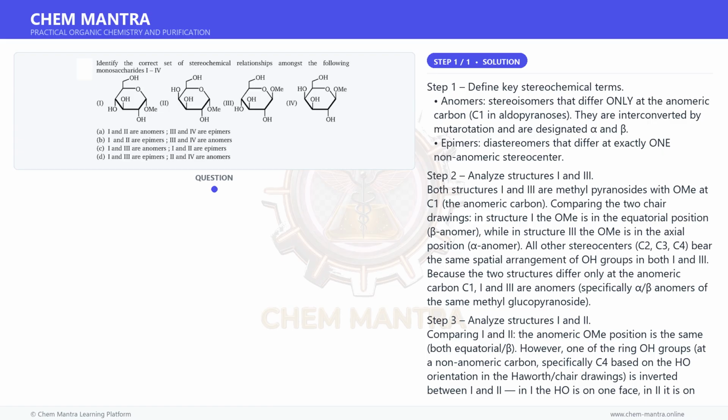In I the HO is on one face, in II it is on the opposite face. All other stereocenters remain the same. Because they differ at exactly one non-anomeric carbon, I and II are epimers.